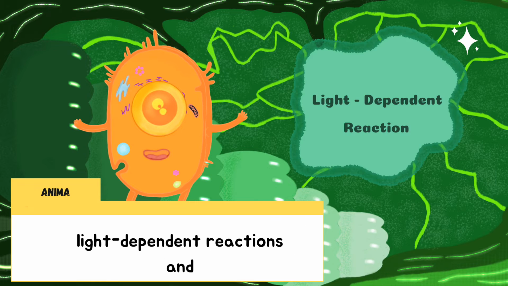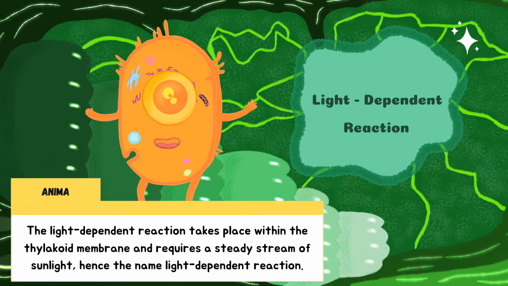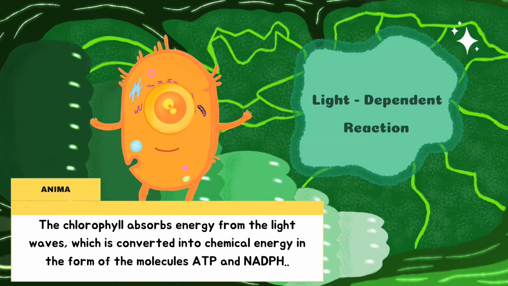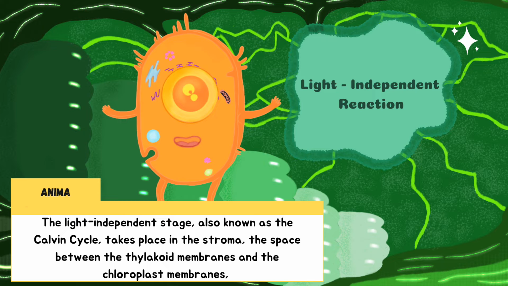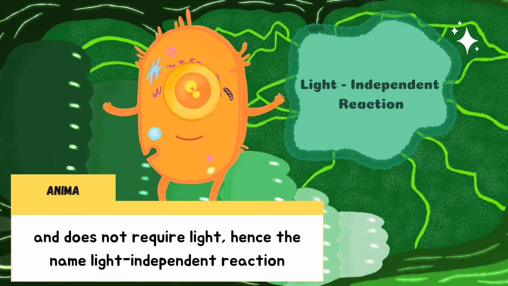While there are many steps behind the process of photosynthesis, it can be broken down into two major stages: first, light-dependent reactions, and second, light-independent reactions. The light-dependent reaction takes place within the thylakoid membrane and requires a steady stream of sunlight, hence the name. The chlorophyll absorbs energy from the light waves, which is converted into chemical energy in the form of the molecules ATP and NADPH. The light-independent stage, also known as the Calvin cycle, takes place in the stroma, the space between the thylakoid membranes and the chloroplast membranes, and does not require light, hence the name light-independent reaction.